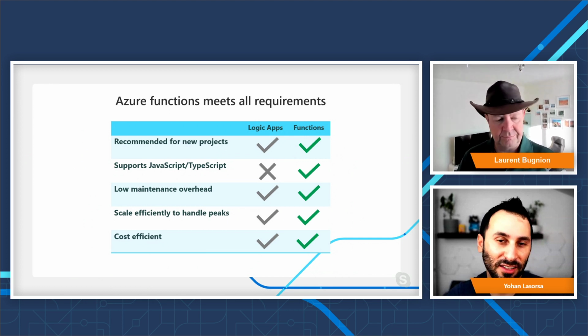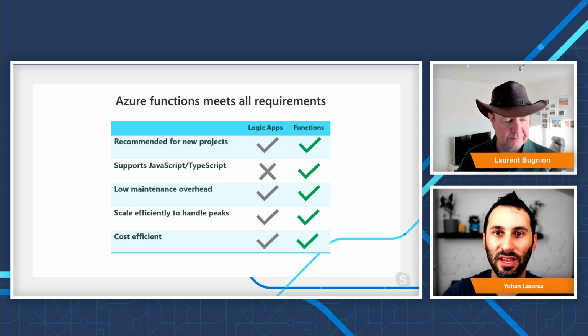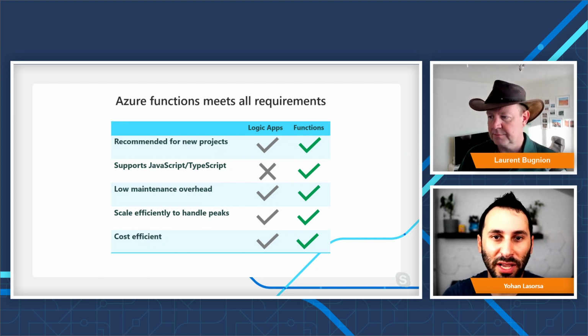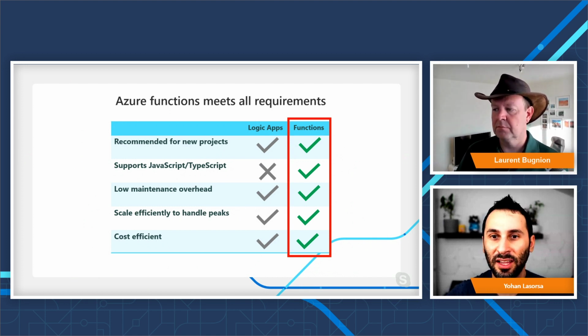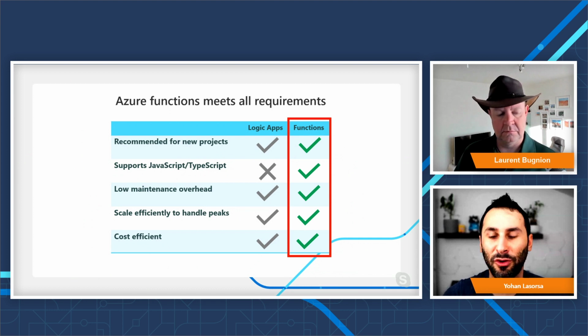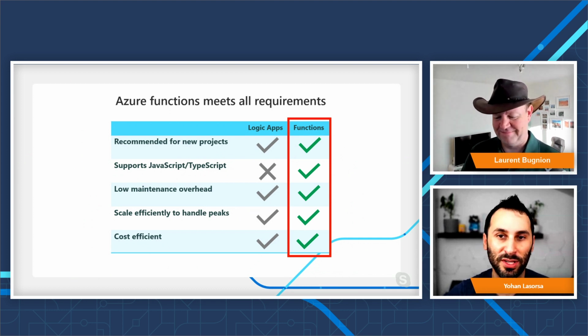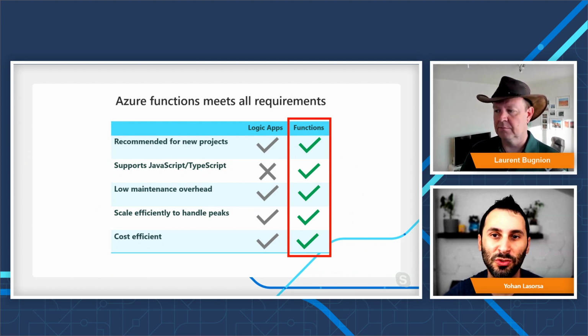Mm-hmm. And it also has low maintenance because everything is managed for you by the service. And as we also saw in the previous slides, it scales efficiently. It's made basically to scale for peaks. So that's part of what made it really cost efficient, because you only pay for when it's running and for what you use exactly. So it's no secret that was our favorite since the beginning, but it's always interesting to see why we wanted to use function for that particular use case.